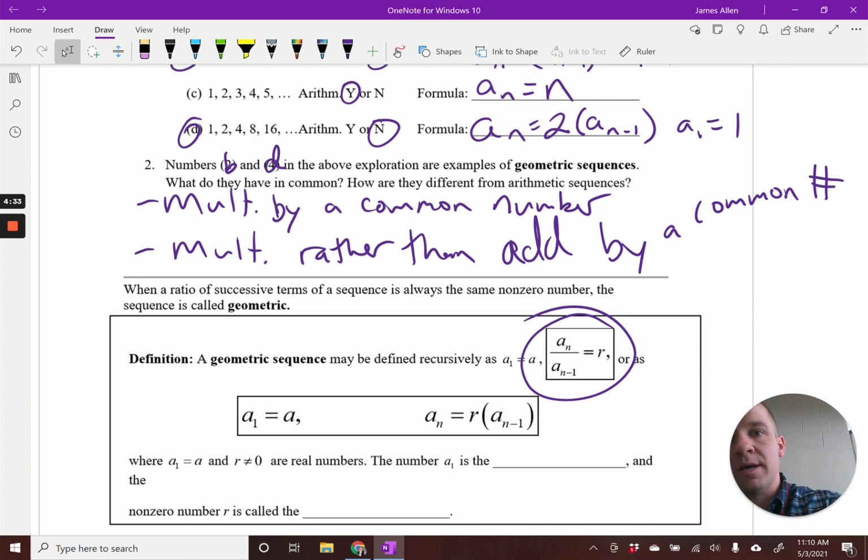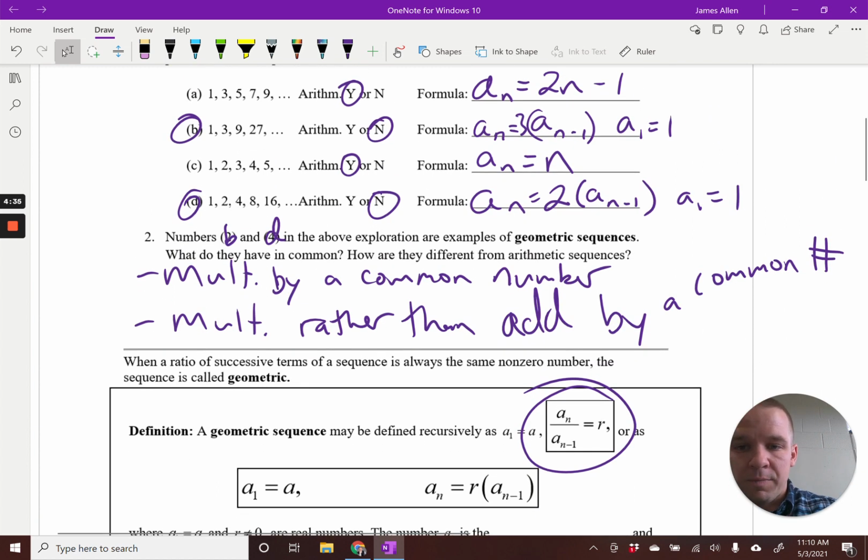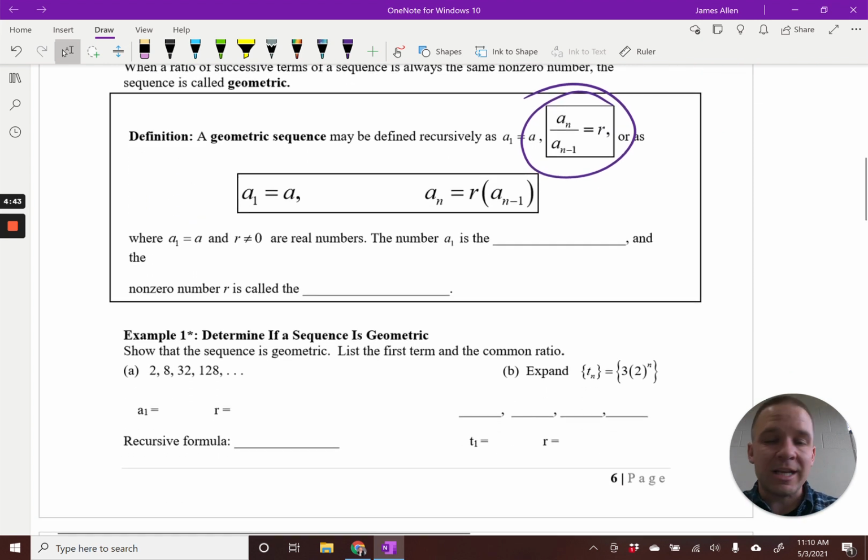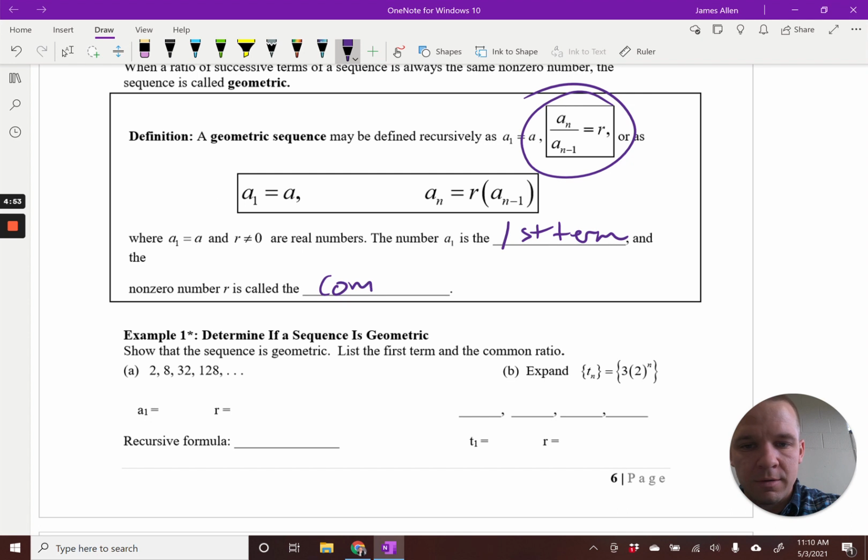That's crazy. So if I look at part D here, if I did 8 divided by 4, that's 2, right? That's my common ratio. 4 divided by 2, that's 2. That's my common ratio here. All right? And that's what we got with geometric. So here we got the number a sub 1 is the first term, and the non-zero number, r, is called the common ratio. Before it was the common difference.